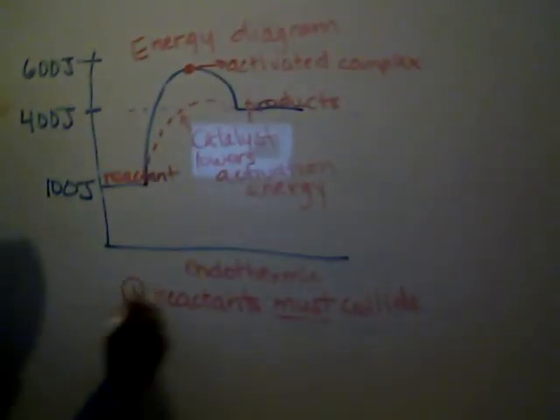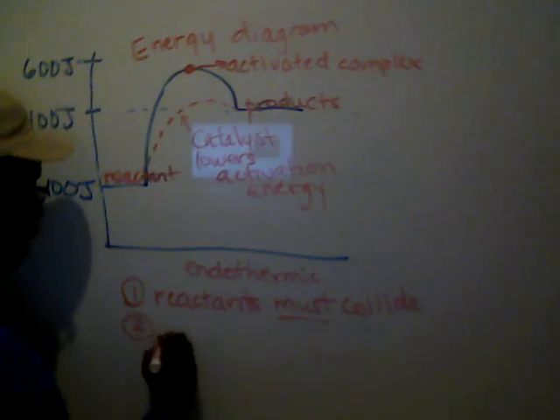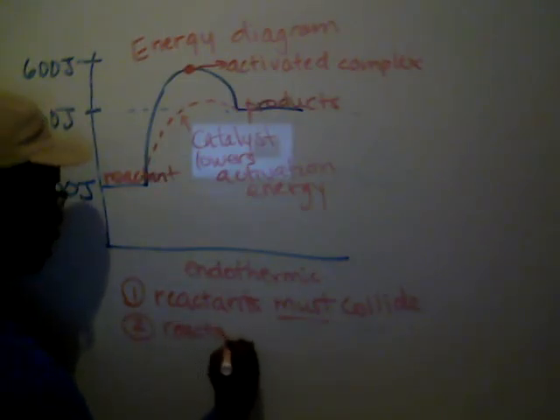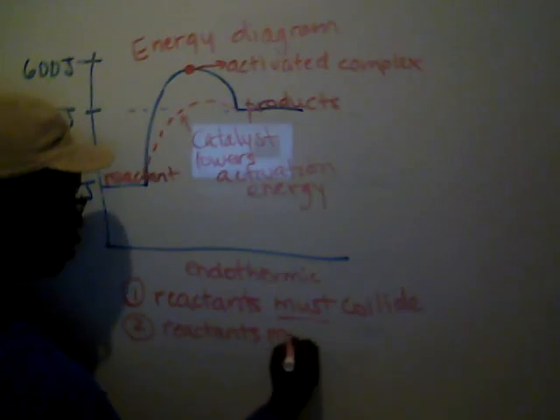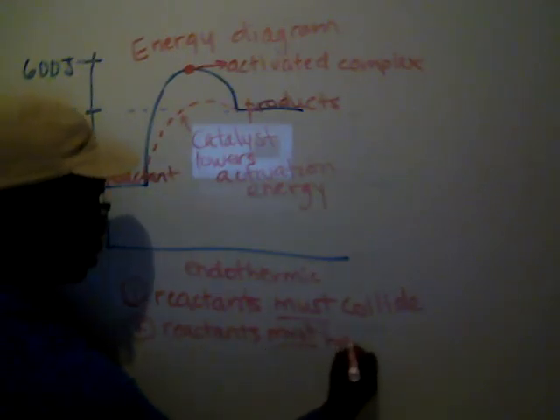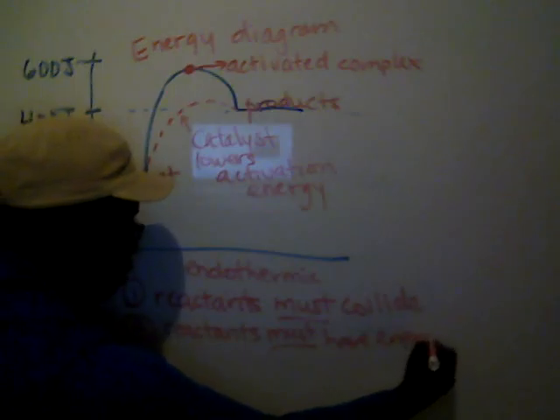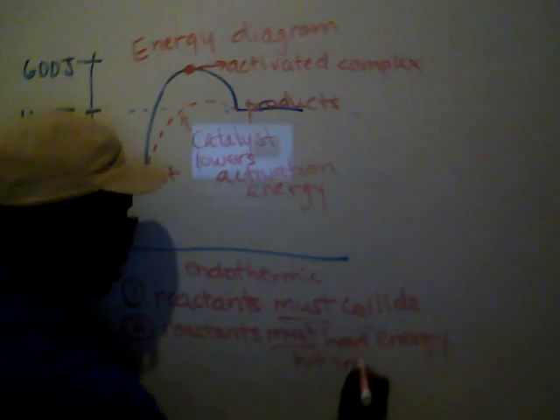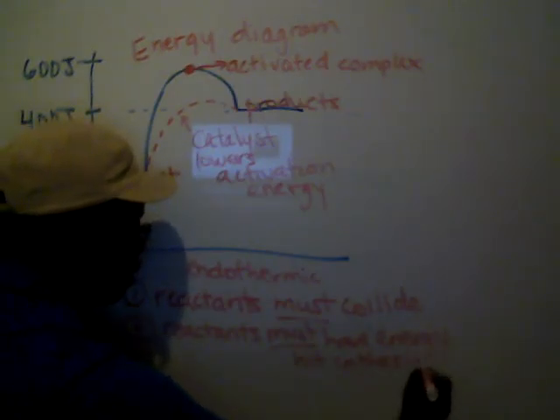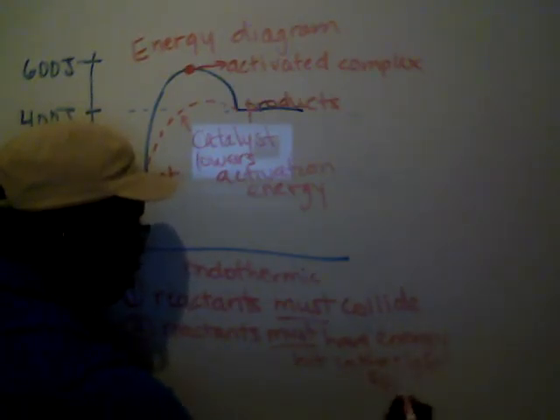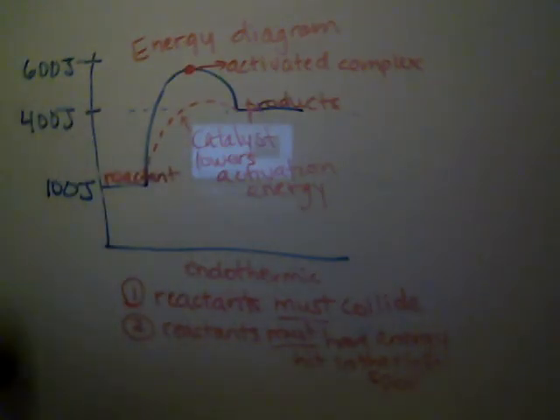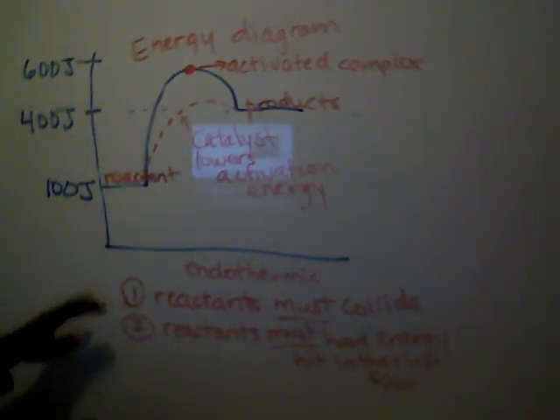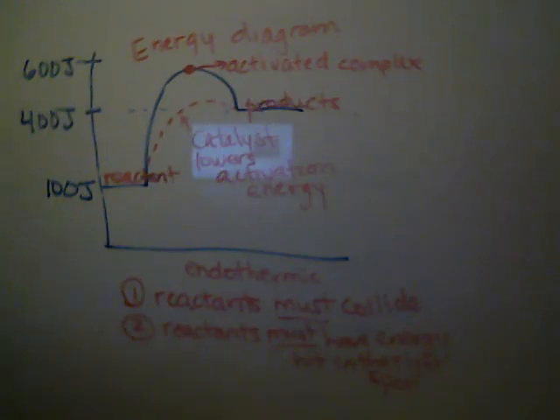So you need the reactants to collide, and you also need them to collide with enough energy. So they must have enough energy, and they have to hit each other in the right way, so hit in the right spot. We usually say hit in the right orientation. So not only do they have to hit each other, they have to hit hard enough and in the right spot for the reaction to happen.